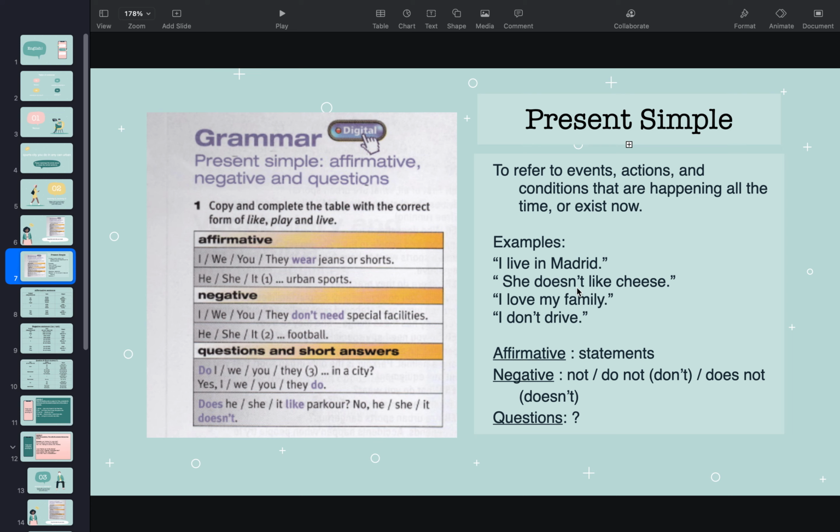Now, I love my family. I have a beautiful family. I love my family. Saya sayang keluarga saya. Or lastly, last example, I don't drive. Saya tak drive, saya tak bawa kereta.